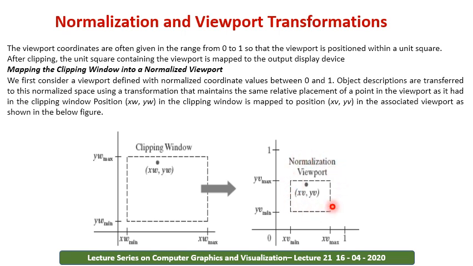Once it is normalized, we use transformations which maintain the relative placement of a point within this viewport, mapped exactly from the clipping window position xw and yw. Here we can see it is xv and yv, associated with the viewport depending upon the normalized viewport. So this point xw, yw is now mapped to the normalized viewport as xv and yv.